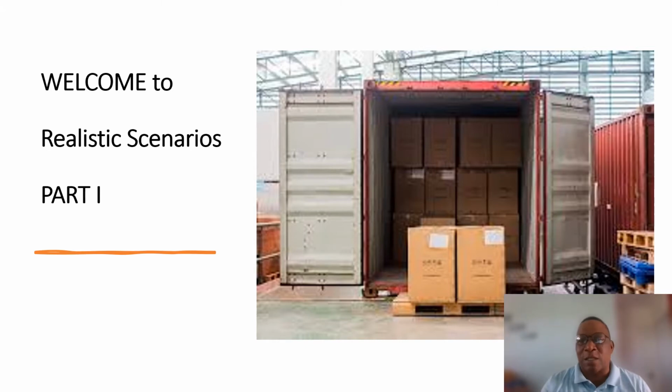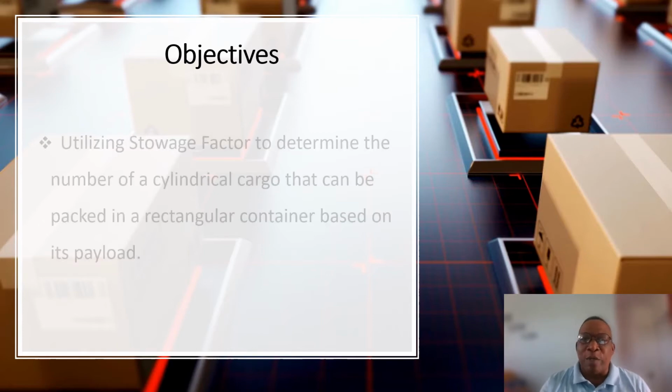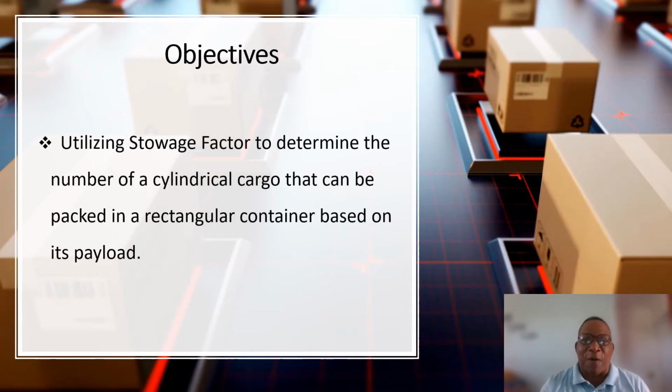Today we will be starting the first episode of a series called Realistic Scenario. So let us call this part 1. Today we will be going through some practical examples from the course Seaborne Cargo and Dangerous Goods. This is going to show us how we can utilize stowage factor to determine the number of a cylindrical cargo that can be packed in a rectangular container based on its payload.